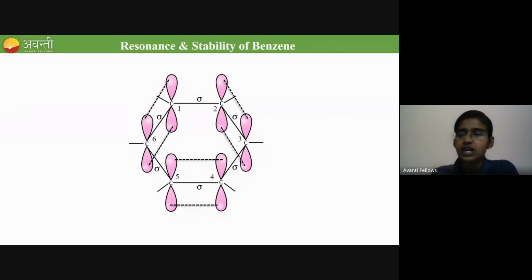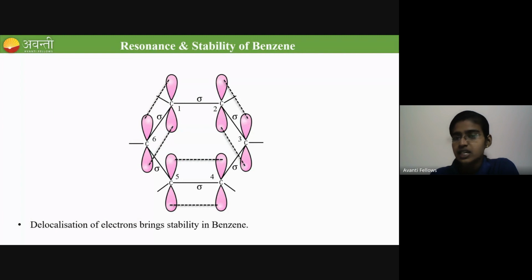Since resonance is possible, what is meant by resonance? Resonance is delocalization of electrons, right? If the electrons are delocalized in the compound, that delocalization brings stability to the compound. If a compound contains more resonance structures, then we can say the compound is more stable in nature. So the delocalization of electrons brings stability to benzene. There are two resonance structures possible for benzene: one is the previous structure which I have shown you, and this is the second structure.